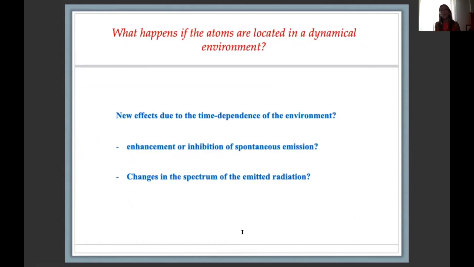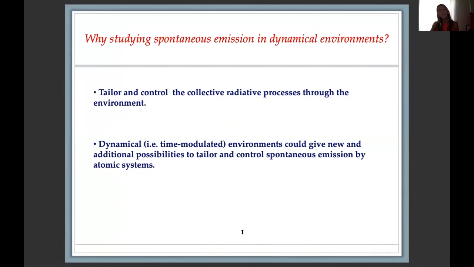Now, what happens if we consider two atoms located in a dynamical environment? In this case, we expect that new effects due to the time modulation of the environment can appear. And this can give, as we now discuss, further possibility to tailor and control the collective decay rate and, more in general, the collective radiative processes through a modulated, that is, time-dependent environment.